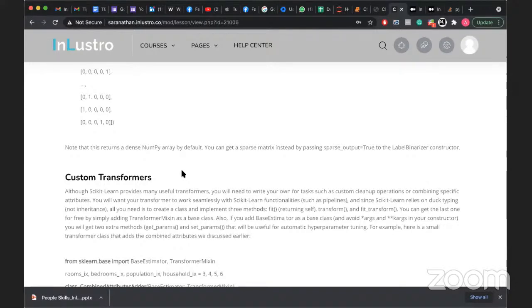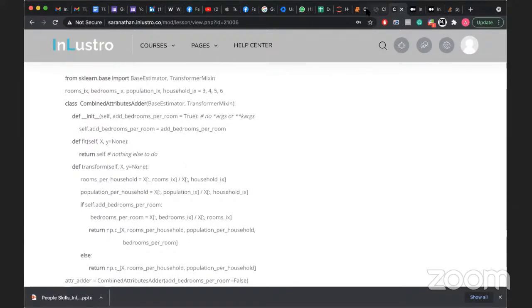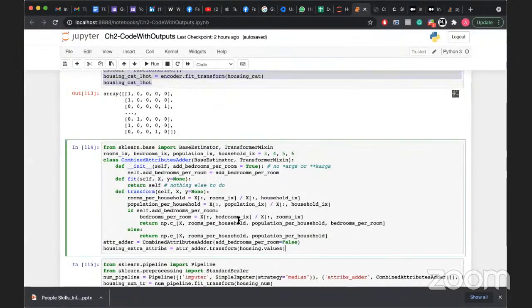If you add BaseEstimator as a base class, then avoid *args and **kwargs in your constructor. You get two extra methods, which are get_params and set_params. That will be useful for automatic hyperparameter tuning. So let's see a simple transformer class for the transformations that we discussed for our data set. Please observe.